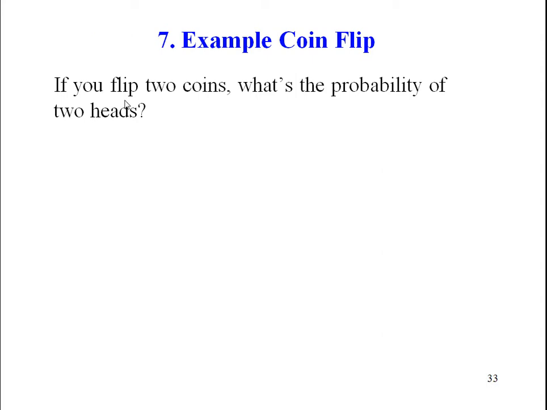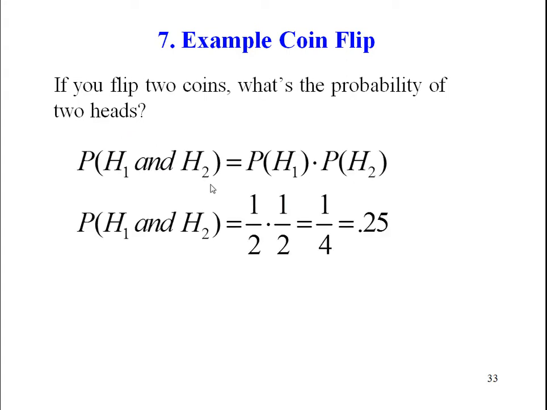So for an example, say we flip 2 coins. What's the probability of getting 2 heads? Well, coin flips are independent. One coin flip doesn't depend on the other. So it's just multiplication: the probability of heads on 1 and heads on 2 is just the probability of heads on 1 times the probability of heads on 2. And that's equal to 1/2 times 1/2, since the probability of heads on a coin flip is 1/2, which is a fourth, or 0.25.